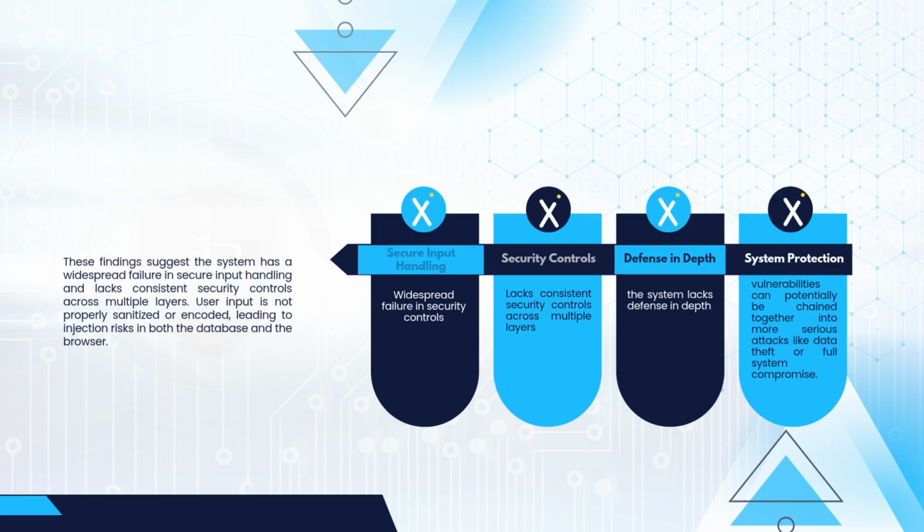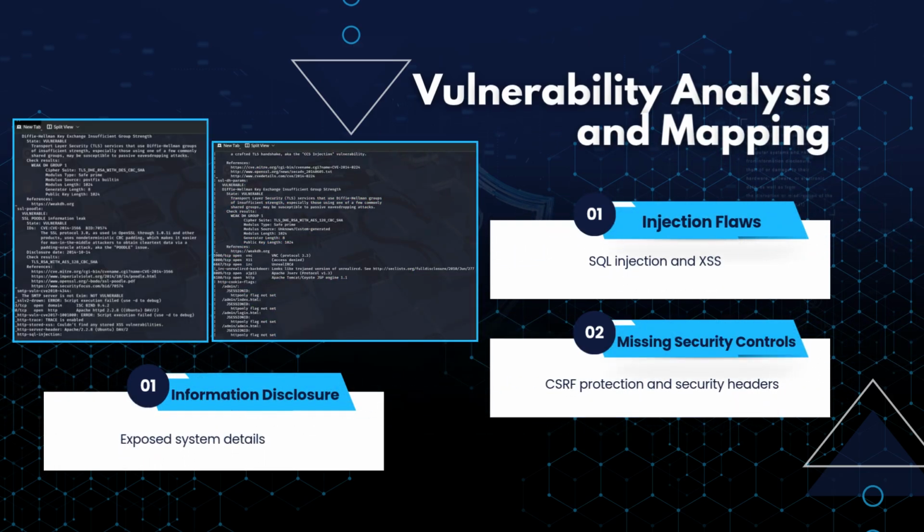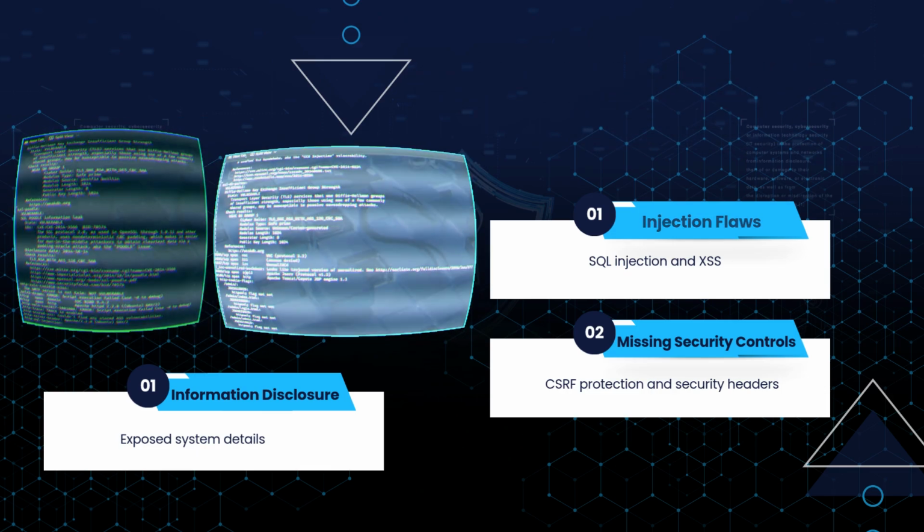To better understand the overall security posture, a vulnerability analysis and mapping approach was used. This showed that most of the issues fall into three main categories: injection flaws, like SQL injection and XSS; missing security controls such as CSRF protection and security headers; and information disclosure through exposed system details. These weaknesses suggest that the application is not properly secured at multiple layers, and attackers could combine these issues to escalate from basic access to full compromise of data or accounts.